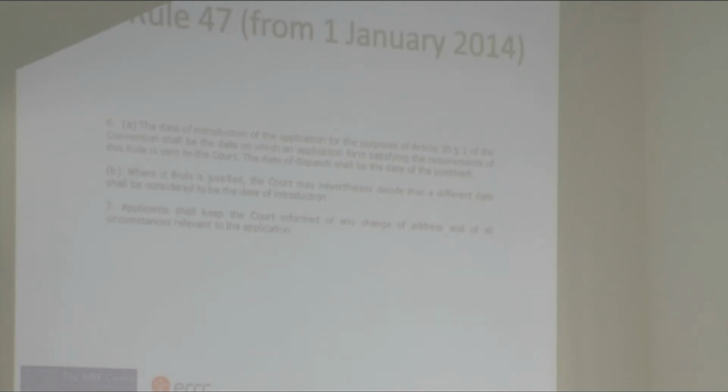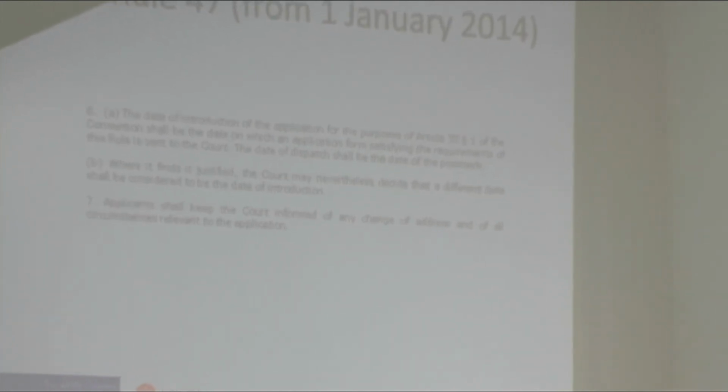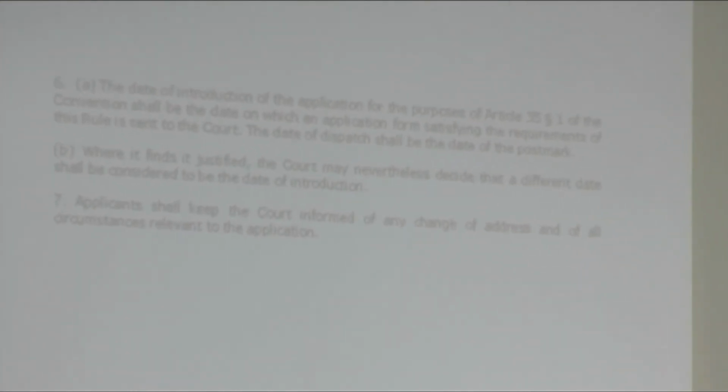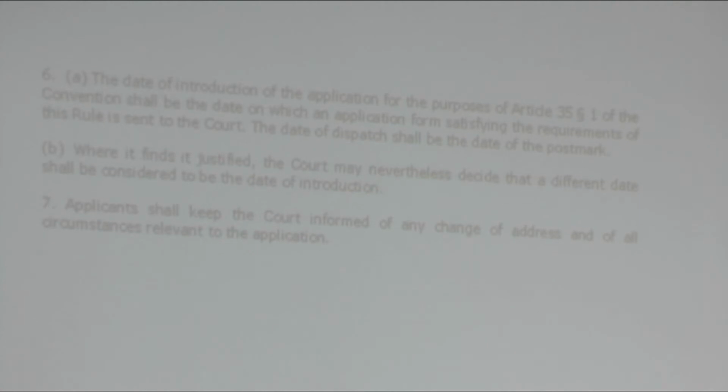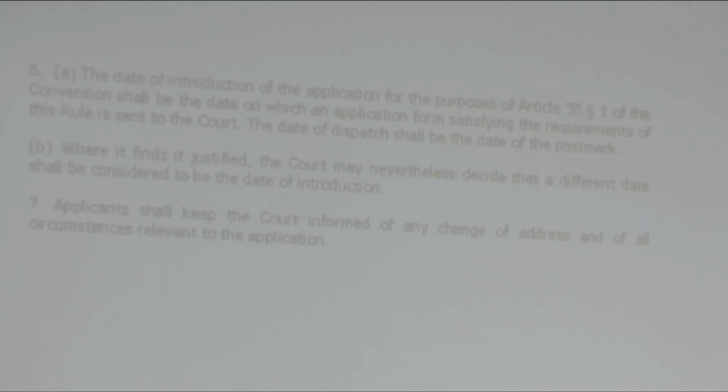In terms of the new Rule 47, which is enforced from the 1st of January, giving you the rest of the rule now: the date of introduction of the application, for the purposes of Article 35.1 of the Convention, shall be the date on which an application form satisfying the requirements of this rule is sent to the court. So we used to be able to send a letter of introduction that would stop the 6 months.